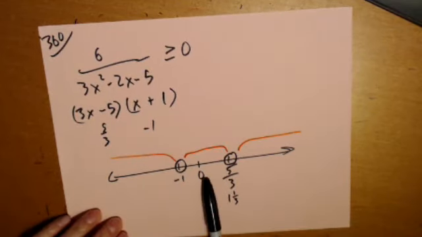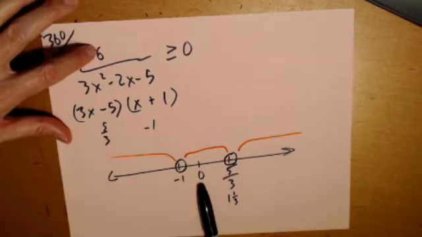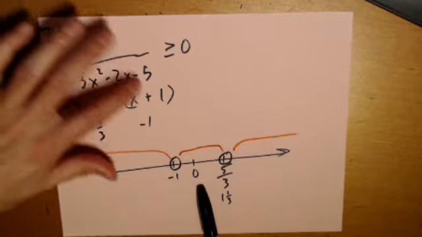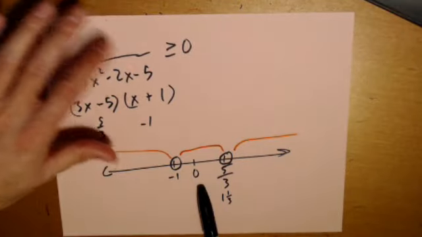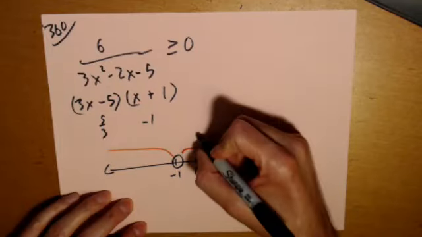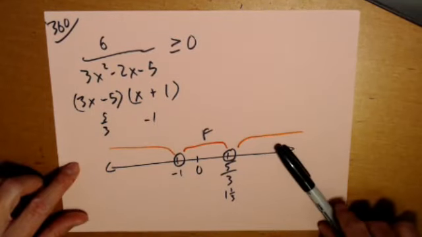Let's plug in 0. If I plug in 0, that's 6. That goes to 0, that goes to 0. 6 over minus 5 is a negative number. Is a negative number greater than or equal to 0? No. False. So I'm assuming it's going to be true and true. Let's find out.